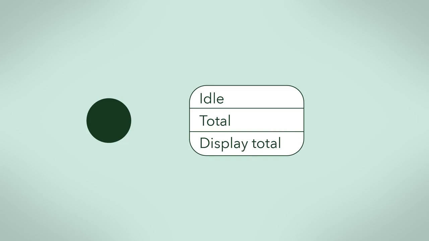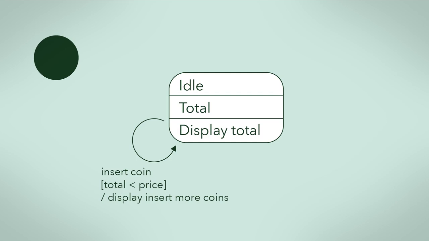Again, back to our vending machine. Suppose, when in the idle state, someone inserts a coin and the total so far is less than the product price. Let's express this situation with the transition arrow that loops back to the idle state, with the event insert coin, condition total less than price, and action display insert more coins.